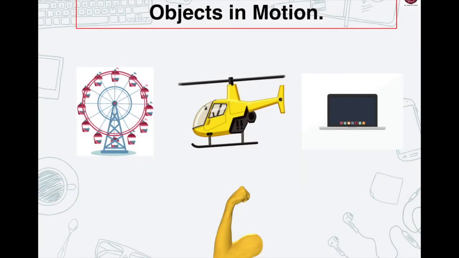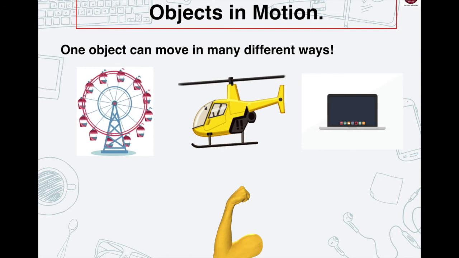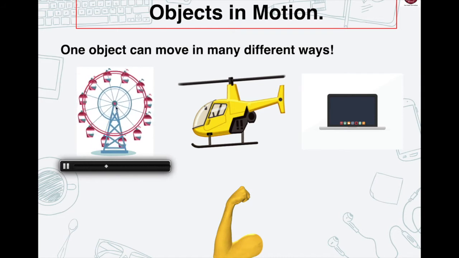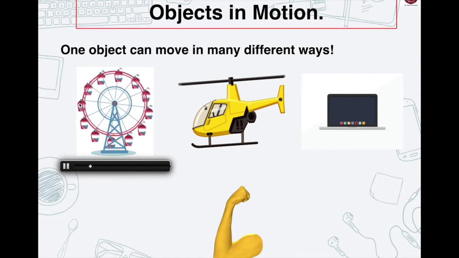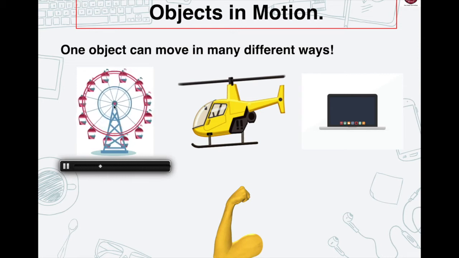Just a bit of practice then, and a bit of extra info. One object can actually move in many different ways. Just one object can have many different motions. This Ferris wheel, for example, has rotational motion, because it's going around an axis, but it also has circular motion because the cars are going around in a circular path. But in the center it's obviously rotational.